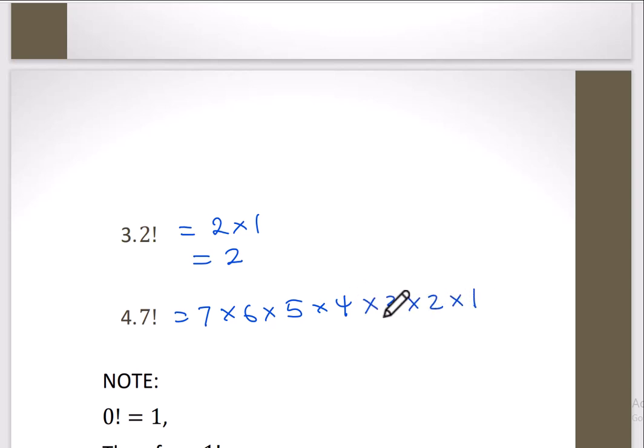Let's go for more examples. So I have more examples. Number three is quite simple. So we just have 2 multiplied by 1, and that's 2. So we are done with that. This becomes 7. We're going downwards, right? So 7 multiplied by 6 multiplied by 5 multiplied by 4 multiplied by 3 multiplied by 2 and multiplied by 1. We have to stop at 1, right?